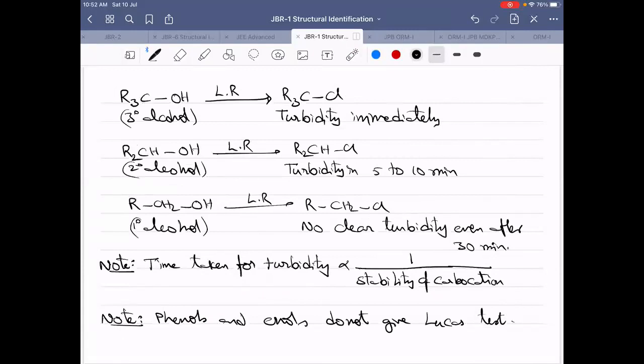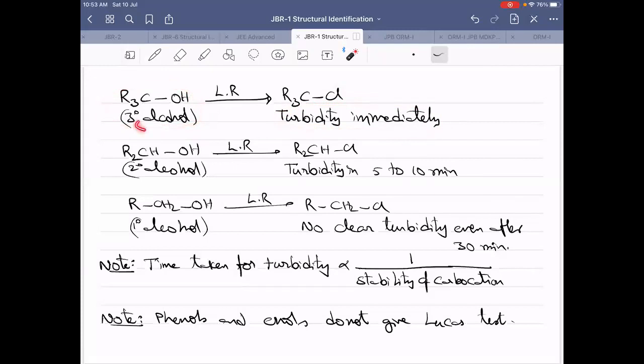Tertiary alcohol will form the alkyl chloride precipitate, and tertiary alcohol is highly reactive with the Lucas reagent. It reacts immediately, so the turbidity will be formed instantaneously. Whenever you get turbidity immediately, within a minute, it means that the alcohol present with you is a tertiary alcohol.